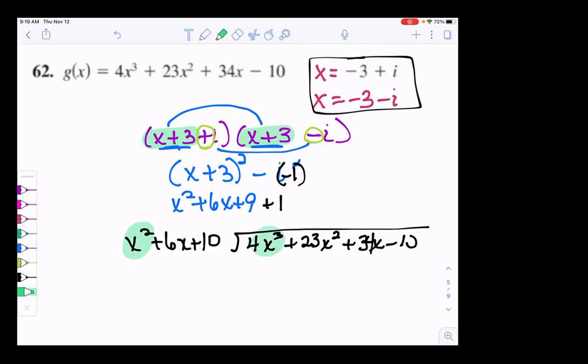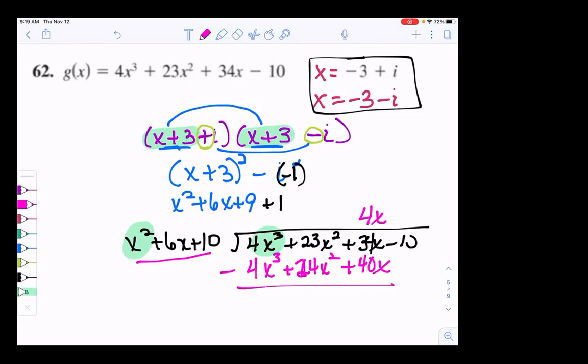Darby, I have an x squared. We need to make it 4x cubed, so I would multiply it by 4x. And then you take that 4x and you multiply it by the entire expression, x squared plus 6x plus 10. So 4x cubed, 24x squared, and then 40x.